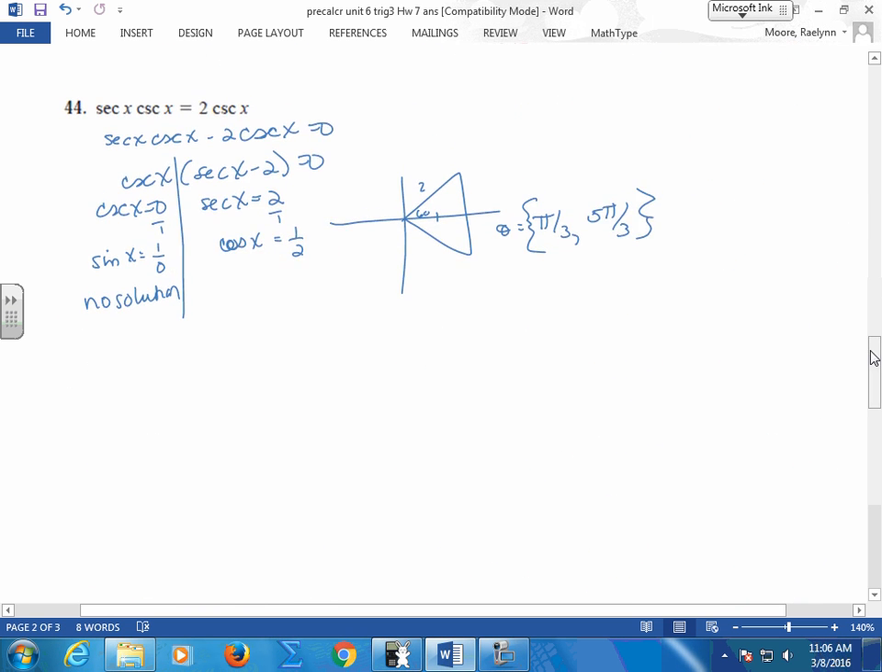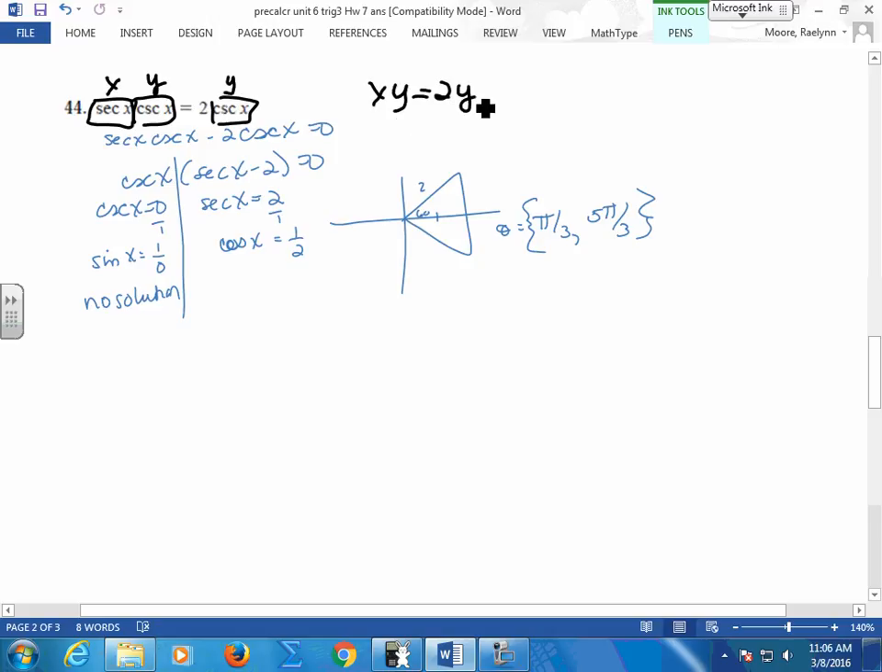Okay, this one? This is a very weird one. I got two different things in here. I've got a secant, and I have a cosecant. So I'm just going to make this be x and this be y. So I've got xy equals 2y. Well, I know I can't divide by a variable. The only thing I could do is factor it out if it's in common. I can't divide by it because I lost my answer. So I pull this to one side.